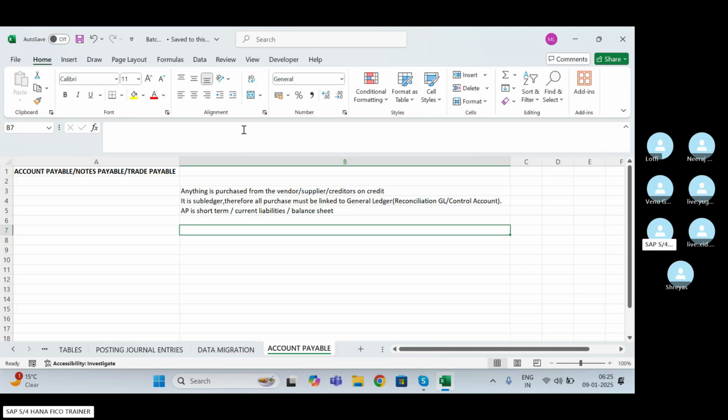Now, whenever a company does a purchase from the vendor, from the party, there are two major important points. Either they are purchasing from the MM side or they are purchasing from the FI side. Meaning that there are two kinds of purchases you have in SAP broadly. One, PO based purchase.